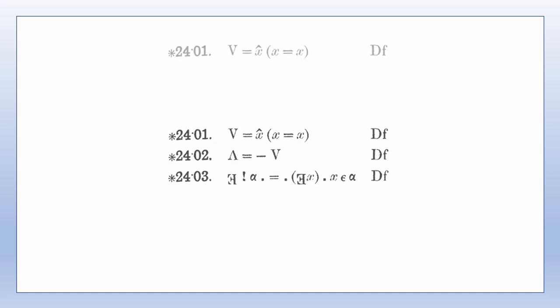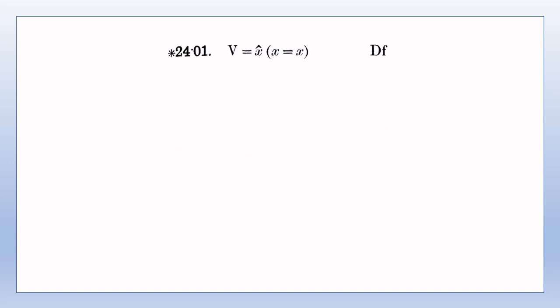24.01 defines the universal class. We can see that the universal class is defined to be the class determined by the propositional function x equals x. This propositional function is, of course, always true for objects of a given type. Therefore, the universal class has as its members all of the objects of a particular type. See proposition 24.104.